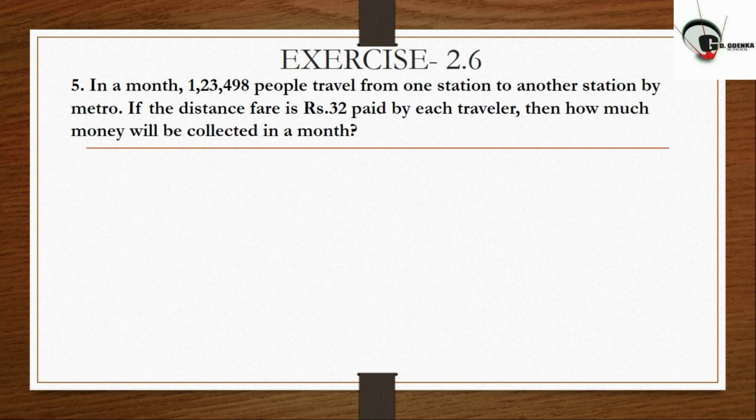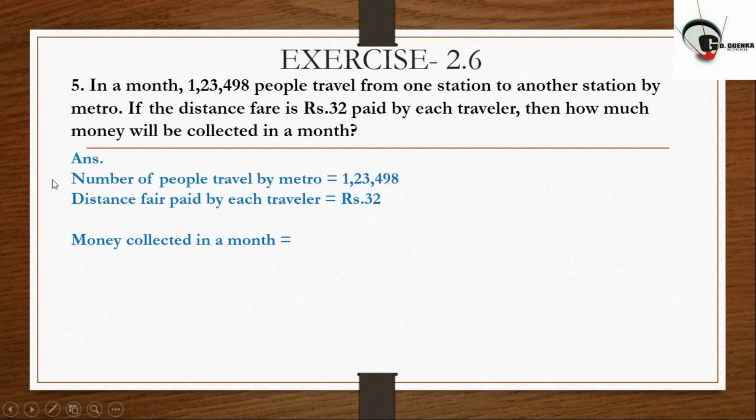Next one is, in a month 1,23,498 people travel from one station to another station by metro. If the distance fare is rupees 32 paid by each traveler, then how much money will be collected in a month? For this, children, first of all you should write down the information that has been given. That is, the number of people traveling by metro equals these many and the distance fare paid by each traveler is this. So we need to find out the money collected in a month.